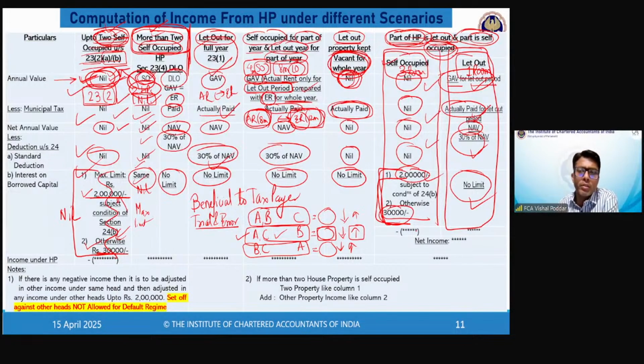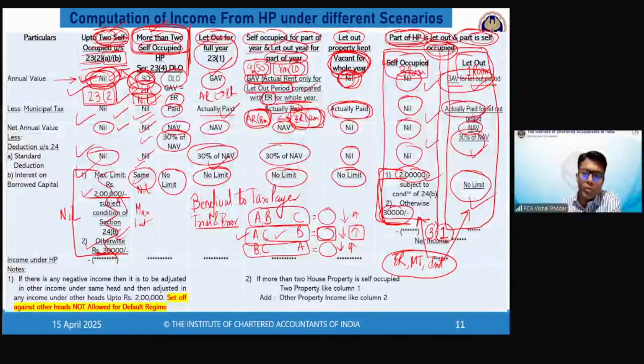Now, what is very important in this whole working is, since there is one single HP, your ER will be one single figure, your municipal tax will be one single figure, your interest will be one single figure. Now, these 3 values, which are single values because the HP is single, have to be apportioned between these 2 parts in the ratio in which the rooms are self-occupied and let out. So in our example, 3 rooms are self-occupied, 1 is let out. So in the ratio of 3:1, you will divide all these figures between the 2 categories. And then you will apply this working.